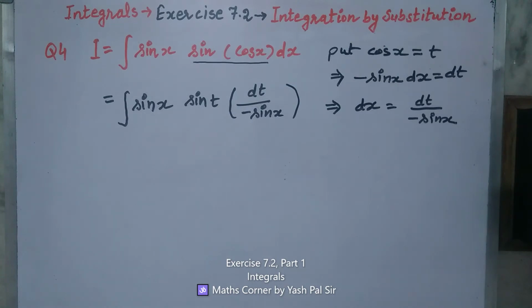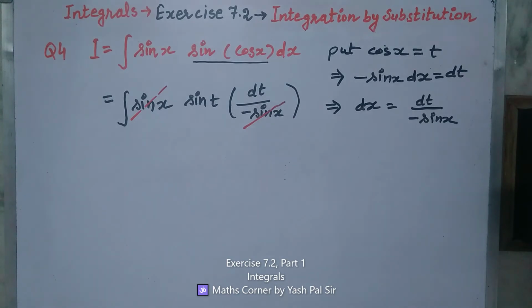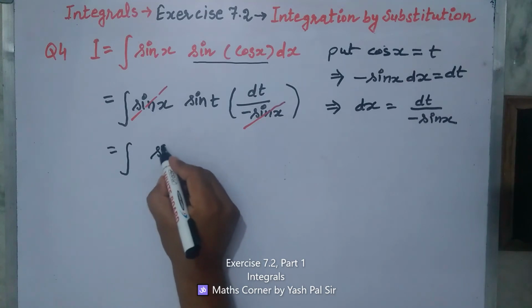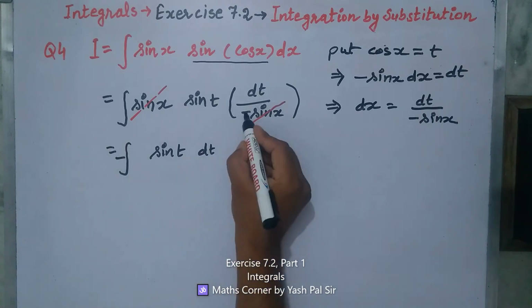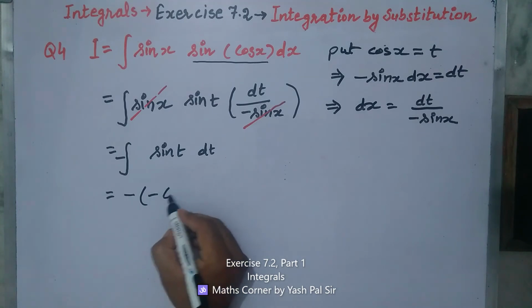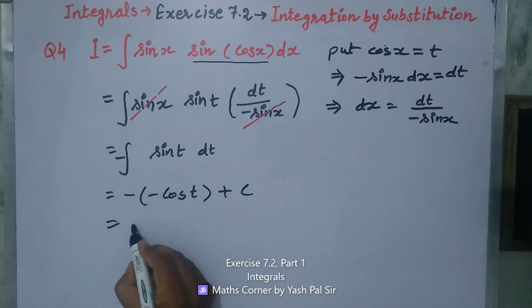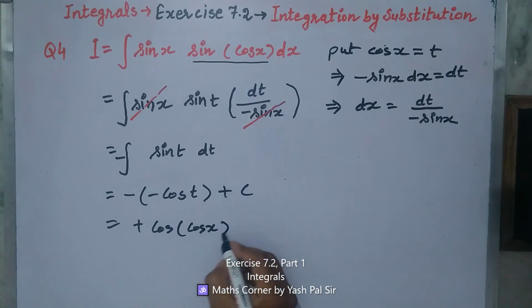So now again this sine x in the numerator and denominator gets cancelled, we are left with sine of t into dt, with the minus sign outside. So what is the integration of sine t, this is minus cos t plus c. Now minus into minus gives plus cos, the original value of t is cos of x, plus c. This is the final answer.